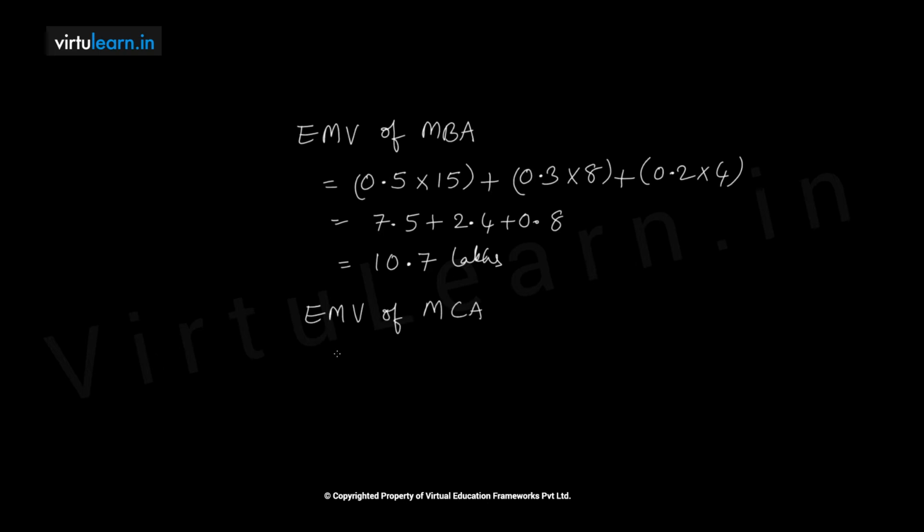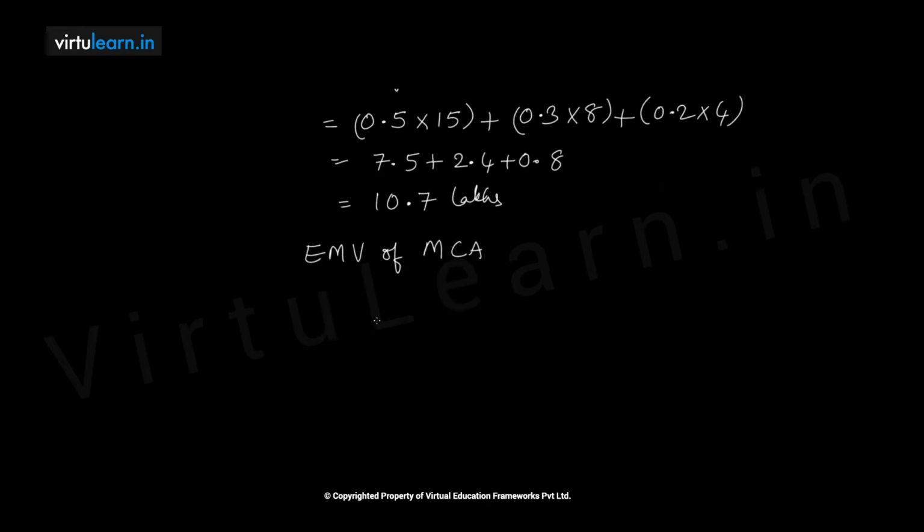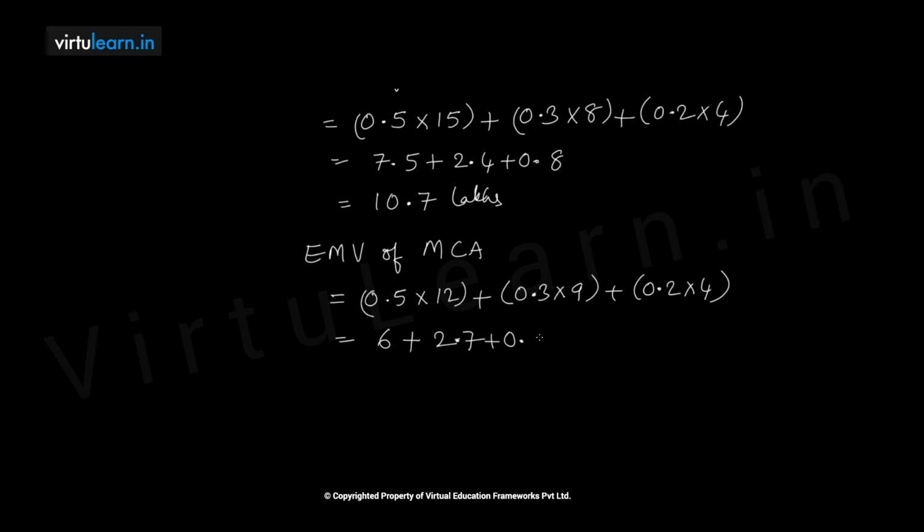So this is given by 0.5 into 12 plus 0.3 into 9 plus 0.2 into 4, which is given by 6 plus 2.7 plus 0.8, which is giving 9.5 lakhs here.